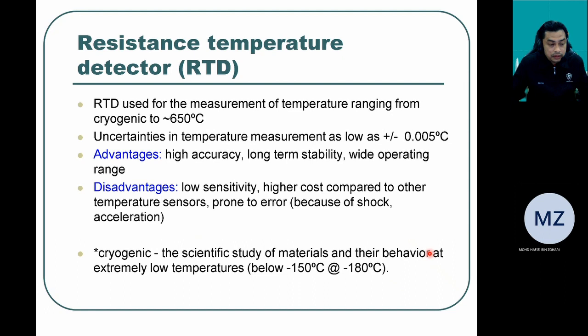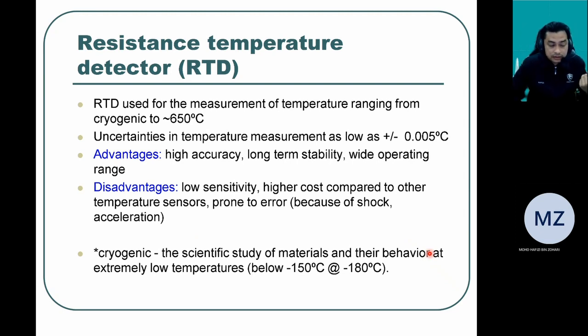So the RTD can be used starting from cryogenic. Cryogenic is a very, very low temperature for a material. For example, usually below 150 degrees C or 180 degrees C. It's very low temperature for a body. And then it can be up to 650 degrees C. So you have a very huge range compared to the previous ones we discussed, which are the bimetallic thermometer or the liquid thermometer.